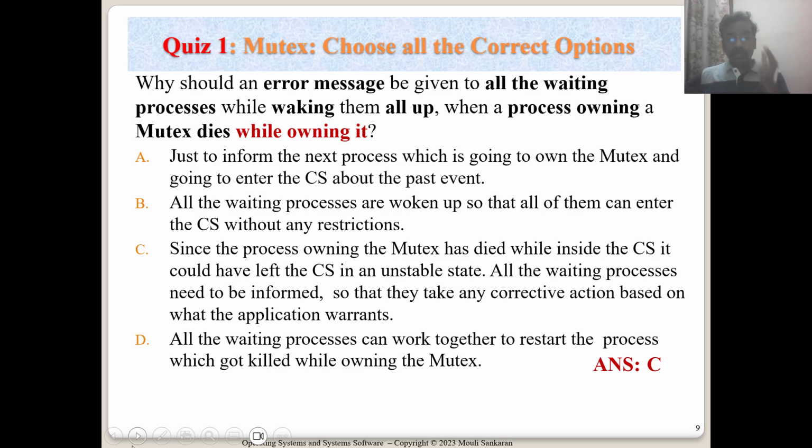The correct answer is C. Since the process owning the mutex has died while inside the critical section, it could have left the critical section in an unstable state. All the waiting processes need to be informed so that they take any corrective action based on the application. It's not that the OS cannot do anything. The only thing the OS can do, because it is aware, is inform, and it is the responsibility of the application to take corrective action based on what they have implemented using the semaphore and what data they are manipulating.